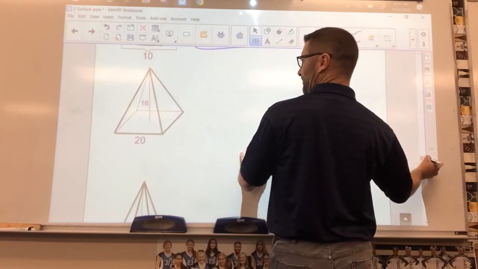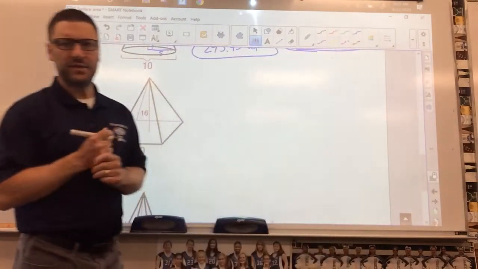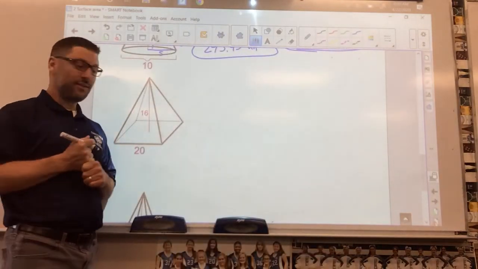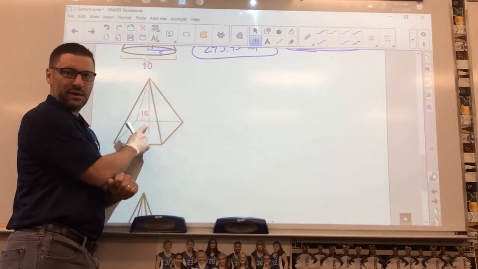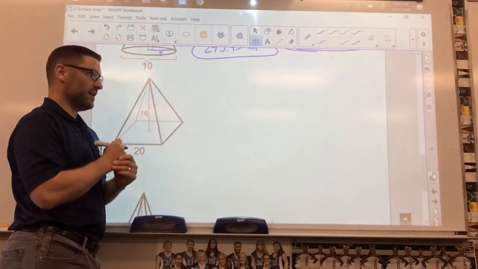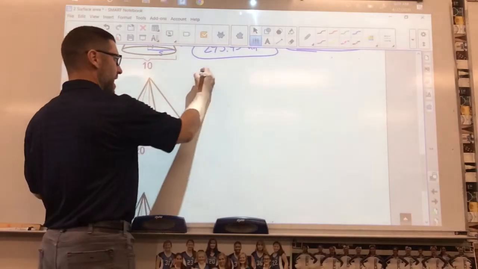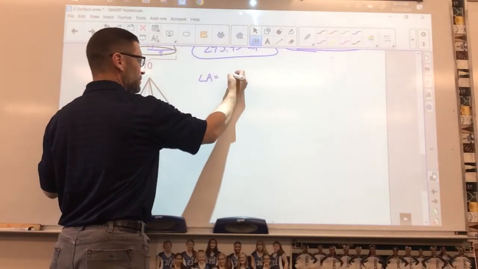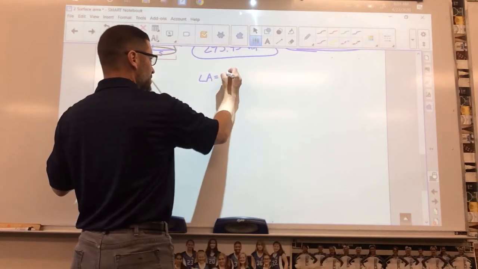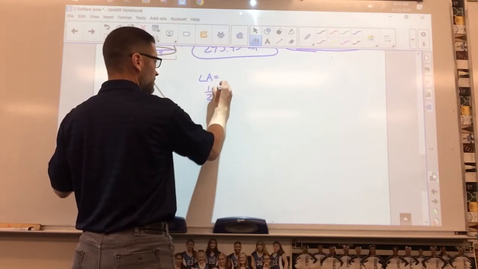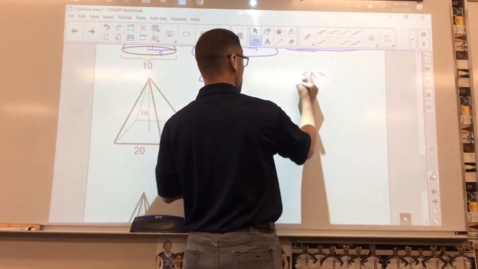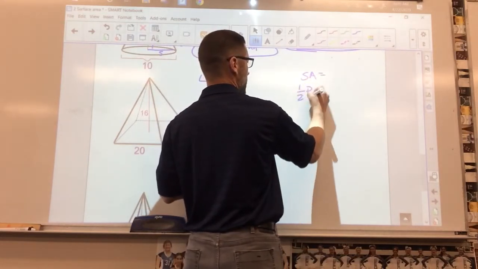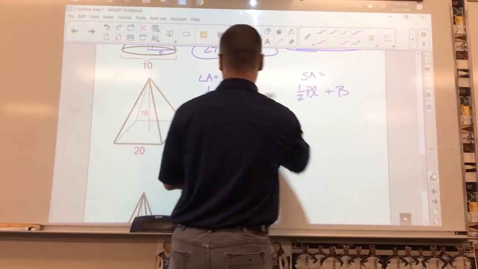Just a couple more. All right, here's another one, and I did not give you the slant height. I gave you the height. If I was doing volume, I would use that 16, but I'm not doing volume. I'm doing surface area and lateral area. So here we go. Lateral area is equal to 1/2 PL, and surface area is equal to 1/2 PL plus the area of the base.